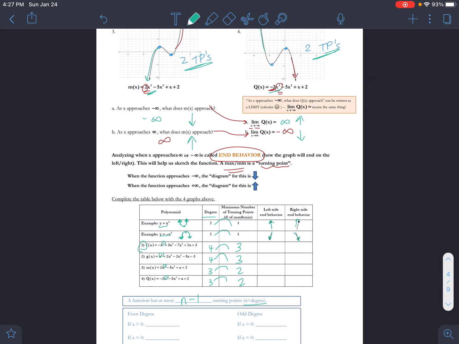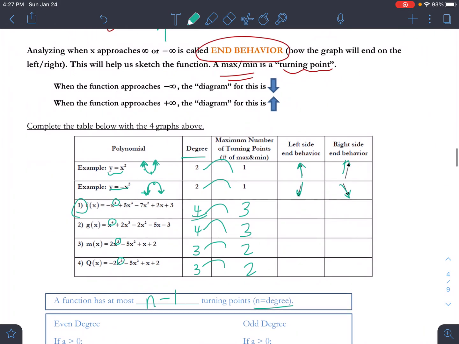So at the most, if it's a 4th power, it might not have 3, but it will at the most have 3 maxes or mins. If I have a 3rd power, I'm going to have at the most 2. If I had a 6th power, at the most I would have is 5. Okay, so turning points are 1 less than the degree. Okay, 1 less than, at the most, could be less than that.